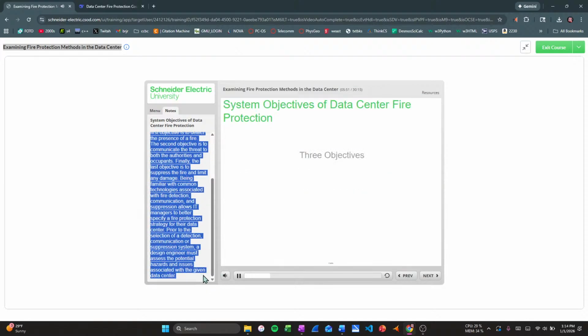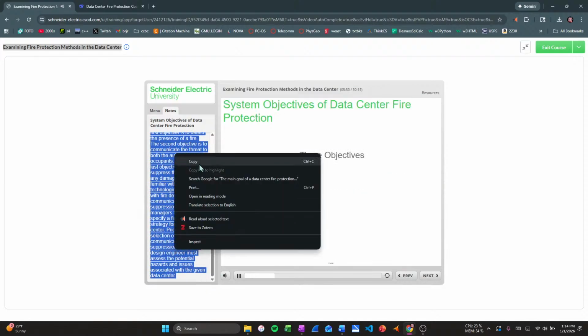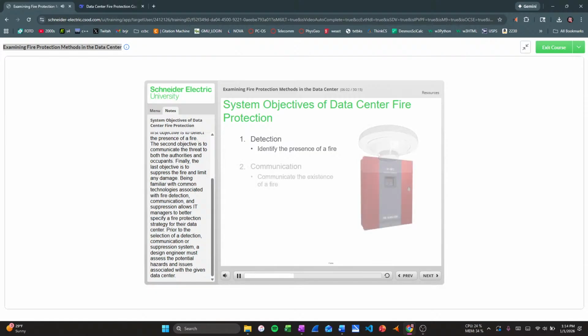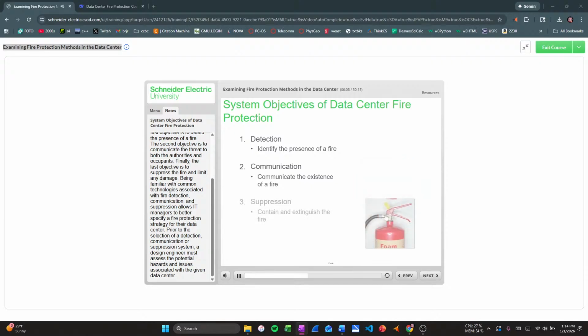With this in mind, if a fire were to break out, there are 3 system objectives that must be met. The first objective is to detect the presence of a fire. The second objective is to communicate the threat to both the authorities and occupants. Finally, the last objective is to suppress the fire and limit any damage.